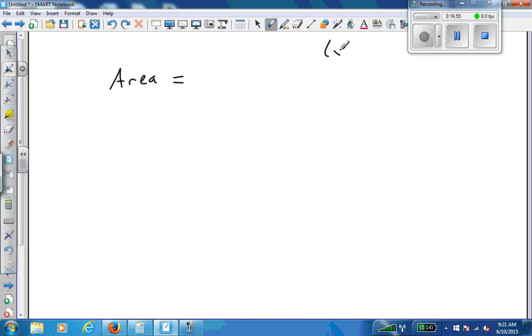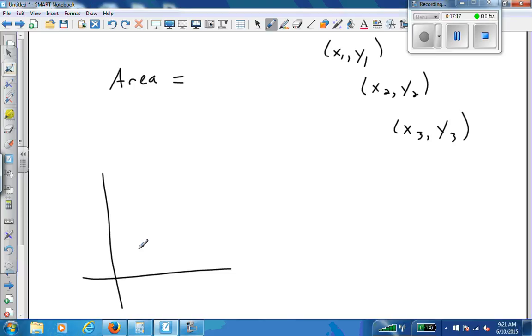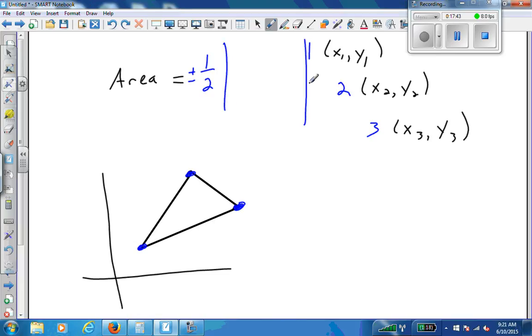where the triangle is described with 3 ordered pairs, so if we have 3 ordered pairs in a plane, and we want to find the area of the enclosed triangle, this is our first point, this is our second point, this is our third point, then it turns out we can get the area by doing plus or minus 1/2 the determinant given by x1, y1, and then 1, x2, y2, 1, x3, y3, 1.